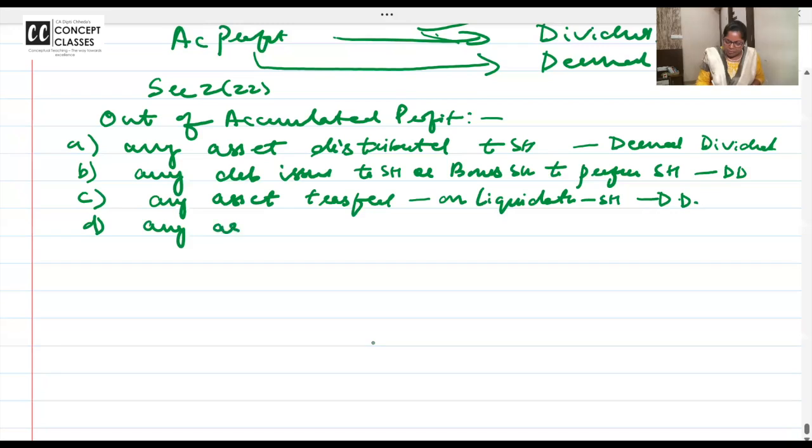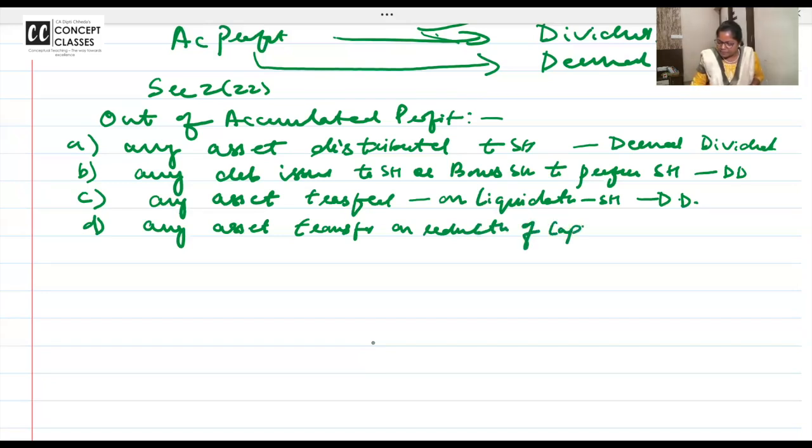Out of accumulated profit, any asset transferred on reduction of capital. You reduce your capital, internal reconstruction, you adjust your assets value, and in that you have used the reserves and given it to shareholder. So out of accumulated profits on internal reconstruction or reduction of capital, you have transferred asset to shareholder, it's deemed dividend.